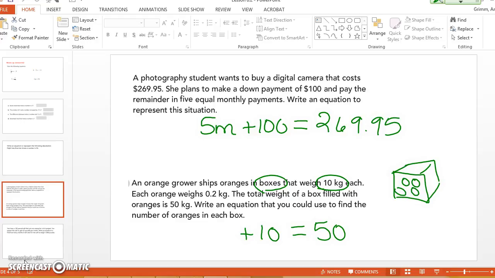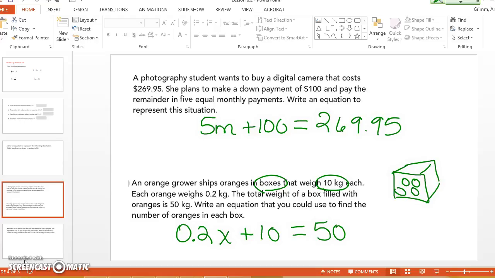Okay? Now you have the oranges that are inside. Do you know how many oranges are inside? No. So that becomes your variable, right? Because that's what we don't know. But we know that each orange is 0.2. So see if this makes sense. I'm going to use X because we don't want to use O for oranges. So does this make sense? I take the 0.2 times how many oranges, and I add the weight of the box, and that would give me the total. Does that make sense? I think that's a harder one because it's not money. Money is always the easier one to start with.